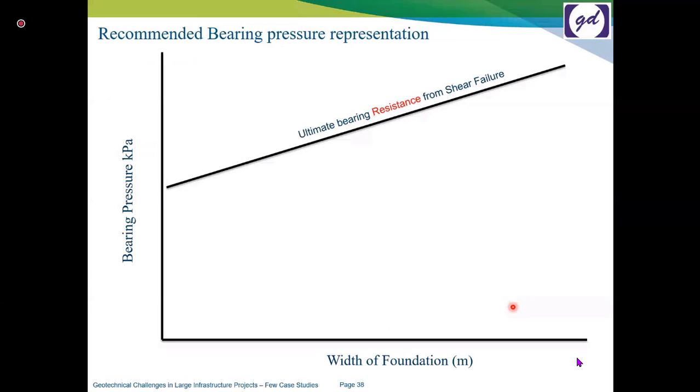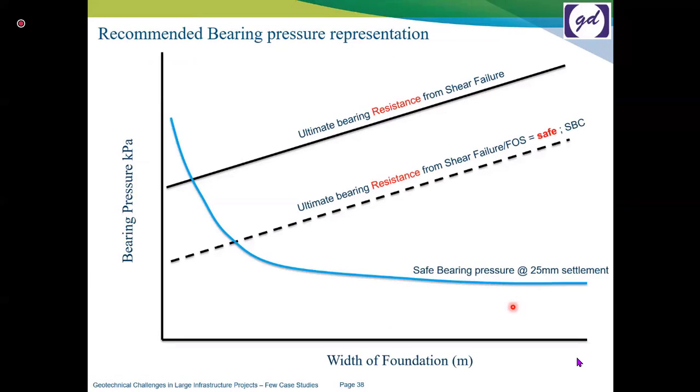Sometimes we use, I would say, the recommended bearing pressure. We take it out from the shear criteria and we take it out from the settlement criteria. So what we derive is the ultimate bearing pressure, ultimate bearing resistance from the shear failure. Then we divide it with the factor of safety, then this would be the line.